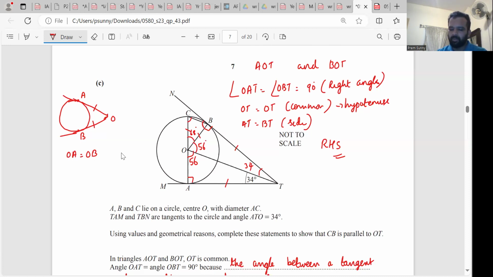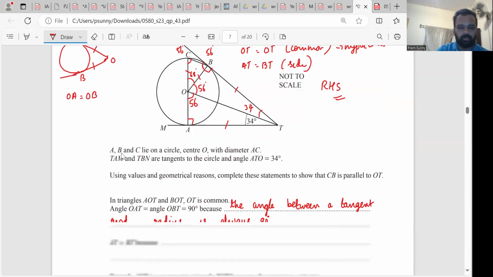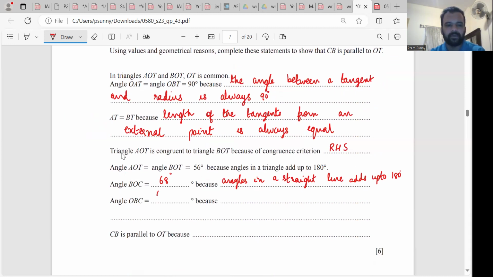So for that, I need to subtract 68 from 180. I'll get 112. Divide by 2, 56. So angle B is 56 degrees and angle C is also 56 degrees. So angle OBC is equal to 56 degrees. The reason is that opposite angles of same sides are equal. This is the property that we studied in isosceles triangles.